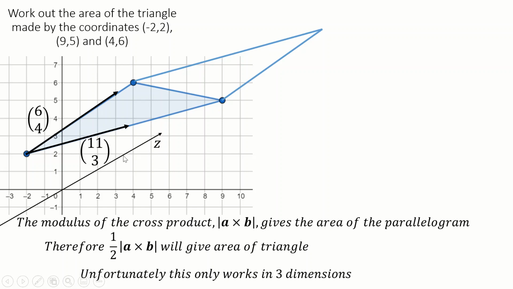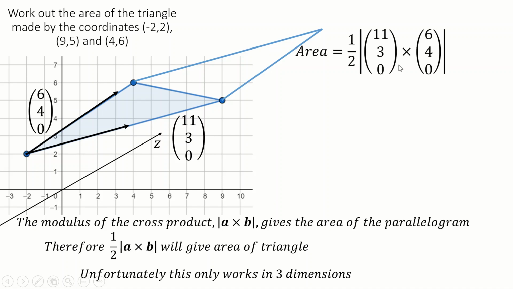I can draw in a z-axis and I can say, well, this vector here is definitely 11 across in the x dimension and 3 up in the y dimension, and it's just not moving in the z direction, right? So actually this vector is not 11, 3, it's 11, 3, 0, right? It's still going 11 across in the x direction, still going 3 up in the y direction, and it's just not going anywhere in the z direction. So it's 11, 3, 0, and likewise this vector is 6, 4, 0, and now I can happily do the cross product and then halve the modulus of the result.